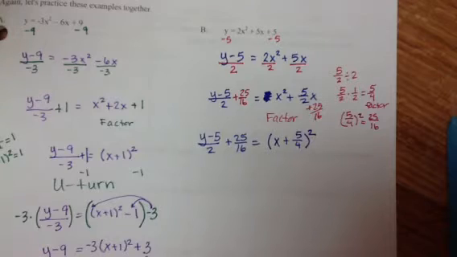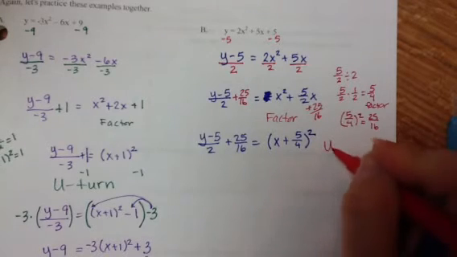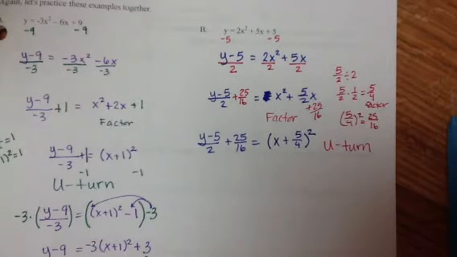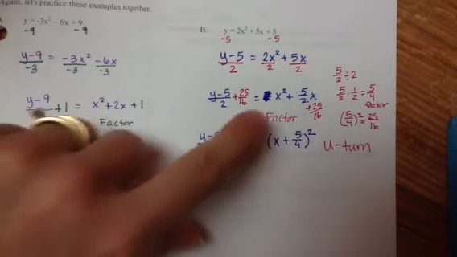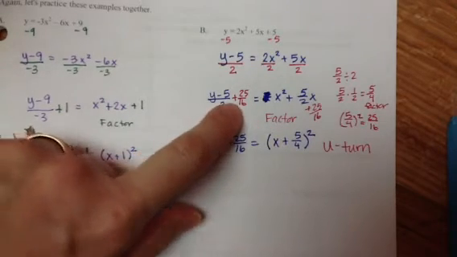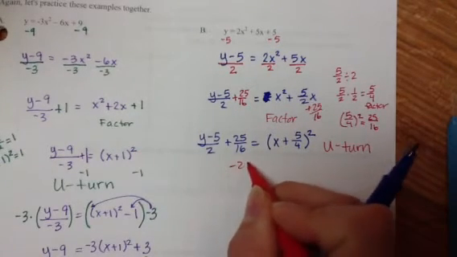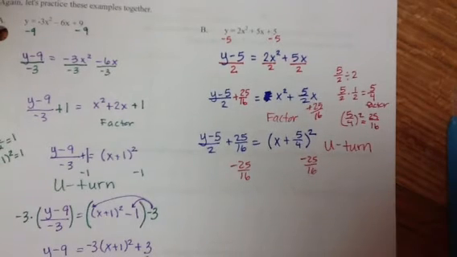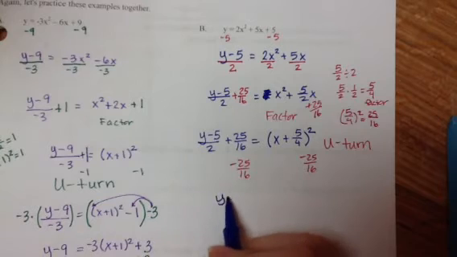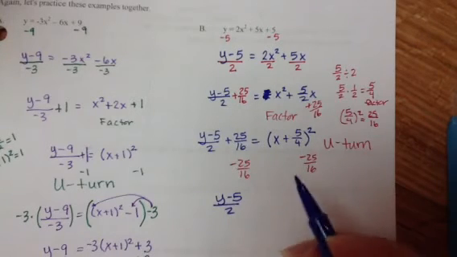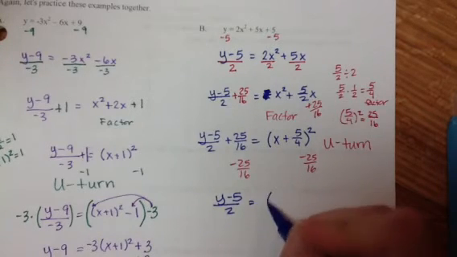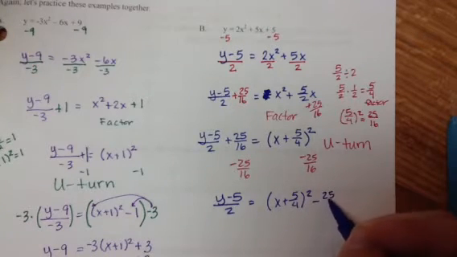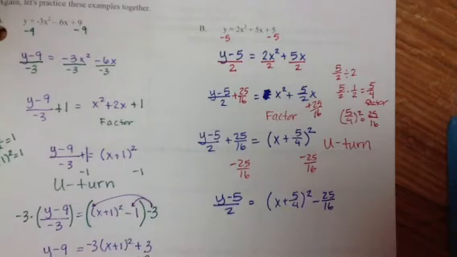And now I U-turn. After you factor, you U-turn. So I've got to go in reverse order. The very last thing I did before I factored was add 25/16. So I'll be subtracting 25/16. So that gives me y minus 5 divided by 2 equals x plus 5/4 squared minus 25/16.